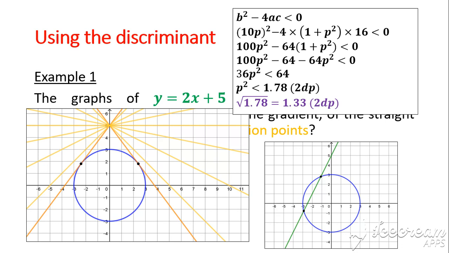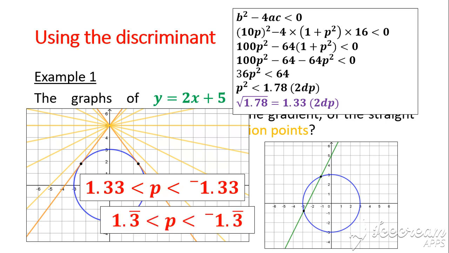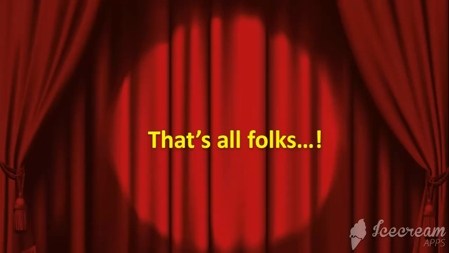So I can wrap this problem up and I can say the gradient for the straight line graph has to be less than 1.33. I'm not allowed to be exactly 1.33, or greater than negative 1.33. And for those who are a little bit observant, we would leave it in the recurring decimal form because that's the exact answer. So our gradient of our straight line graph has to be between negative 1.33 and positive 1.33 in order to have no intersection points. Cool, thanks very much for watching.